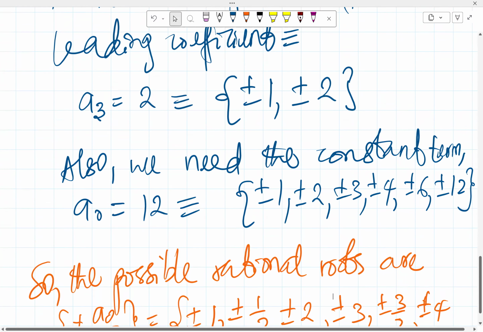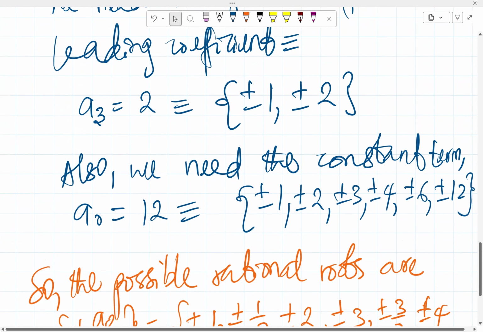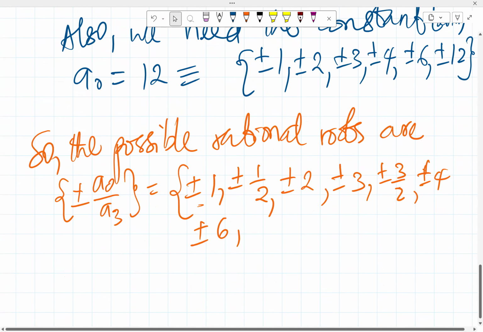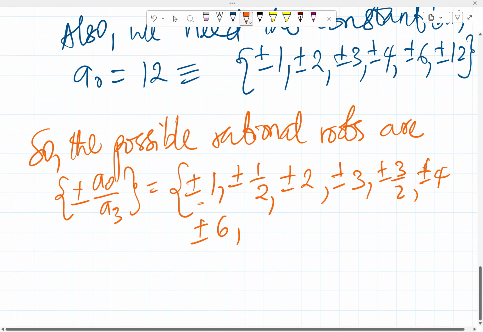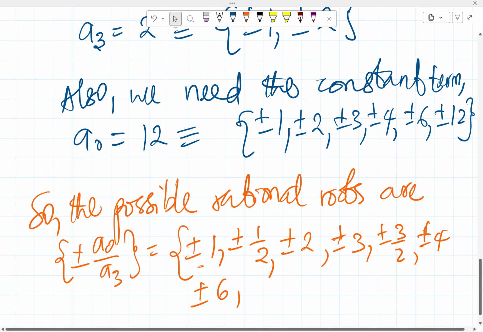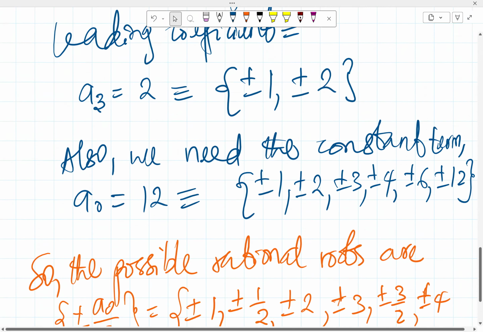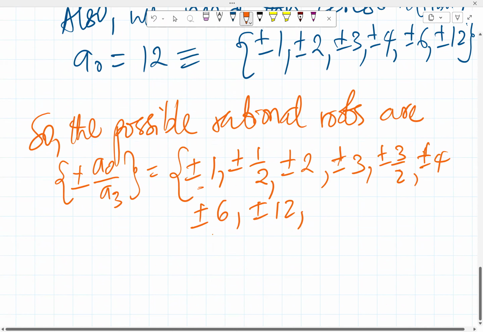Then plus or minus 6 over plus or minus 1, that's plus or minus 6. Then plus or minus 6 over plus or minus 2, that's plus or minus 3, which we already have here. Then plus or minus 12 over plus or minus 1, that's plus or minus 12. Then plus or minus 12 over plus or minus 2, that's plus or minus 6, which we already have.